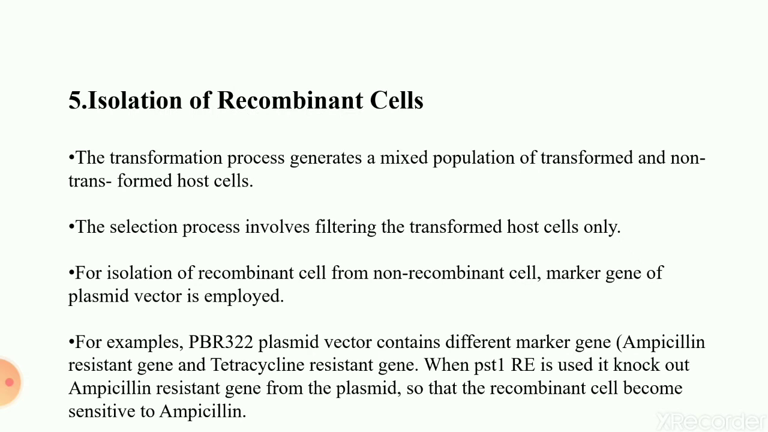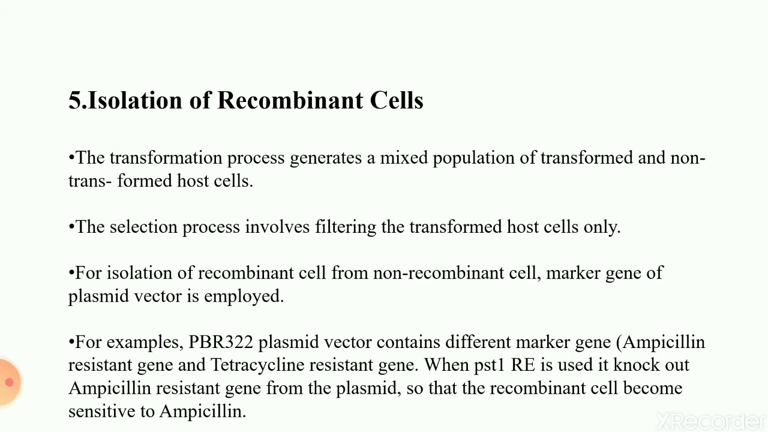The next point is isolation of recombinant cells. The transformation process generates a mixed population of transformed and non-transformed host cells. The selection process involves filtering the transformed host cells only. For isolation of recombinant cells from non-recombinant cells, the marker gene of the plasmid vector is employed. We can understand it by example.